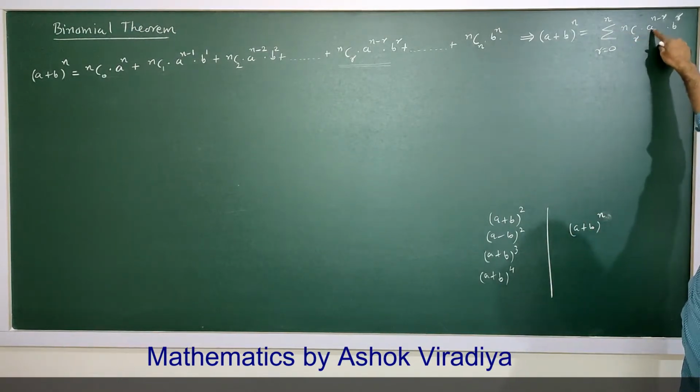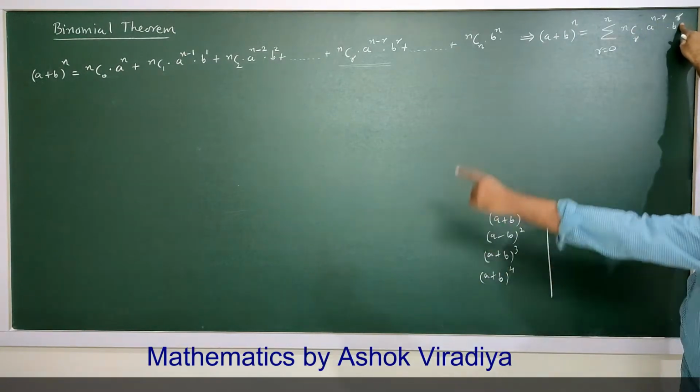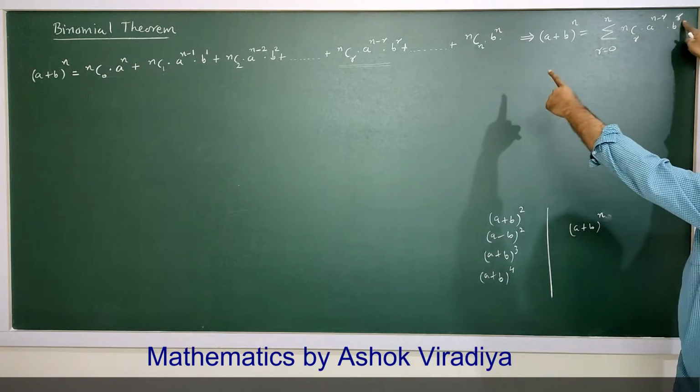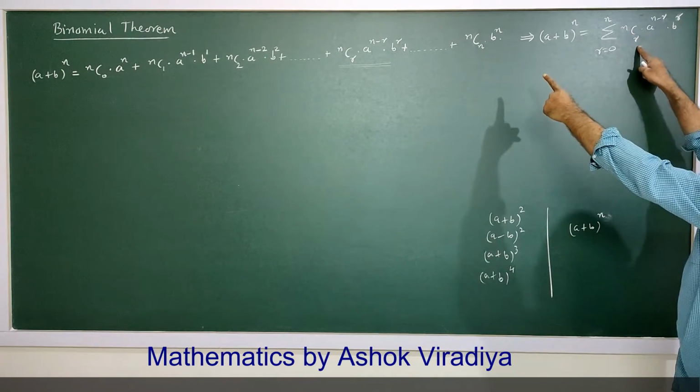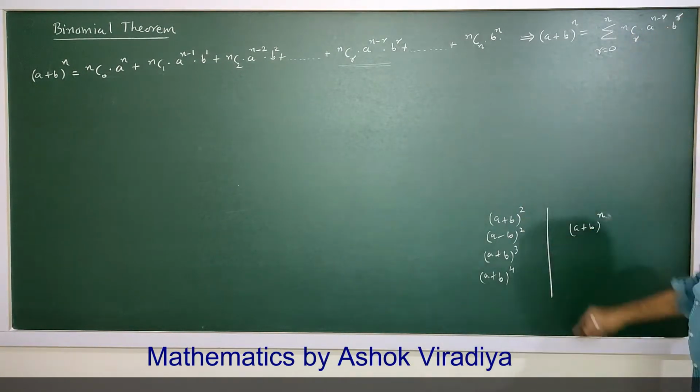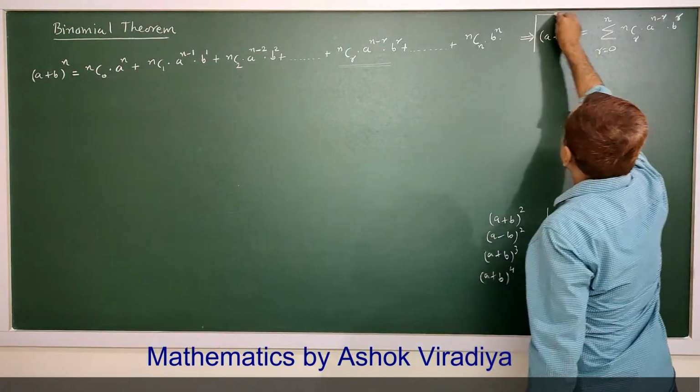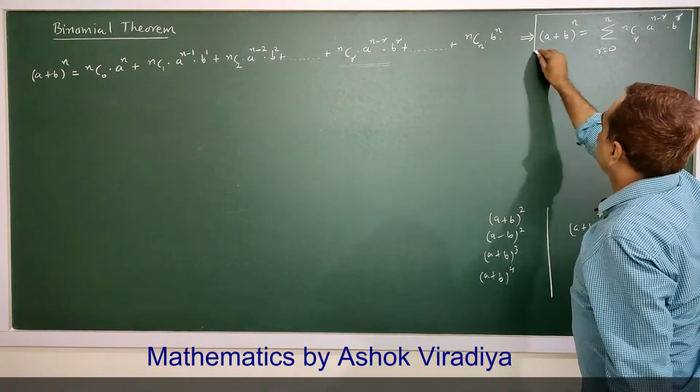nC0, a raised to n, b raised to 0. Then nC1, a raised to n minus 1, b raised to 1. So the last value of r gives nCn, b raised to n. So this is the short form of this expansion.